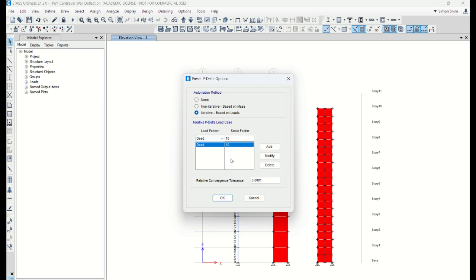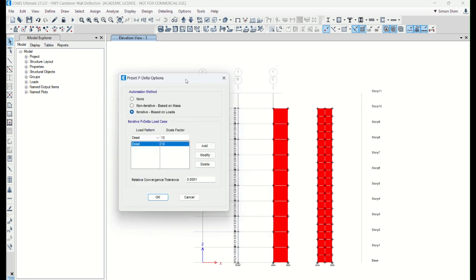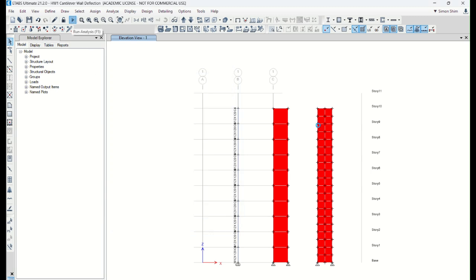Again, 10 times more dead weight effect. Did I say 100 before? I used 10 times the self-weight. This case is the iterative method.